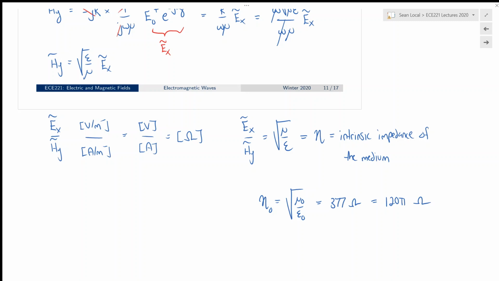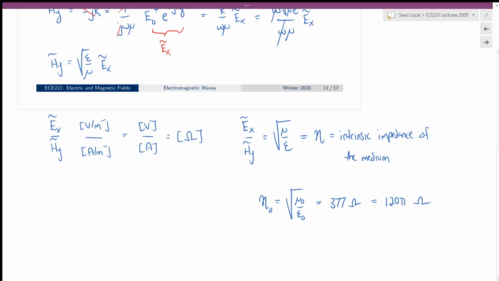And then if we take the ratio of E to H, that ratio is this parameter eta, the intrinsic impedance of the medium. So, for example, if I knew my electric field in free space had a value of 1 volt per meter, and this wave was traveling in a certain direction, then I know the magnetic field has to have a value of 1 over 377. At least that would be the magnitude of H. And the direction of H is different from that of E.